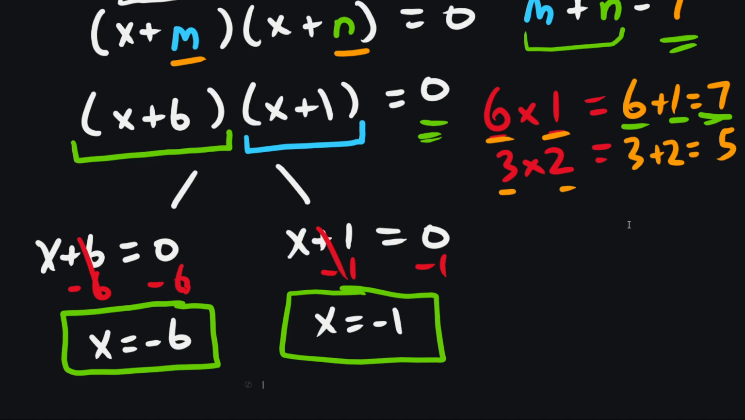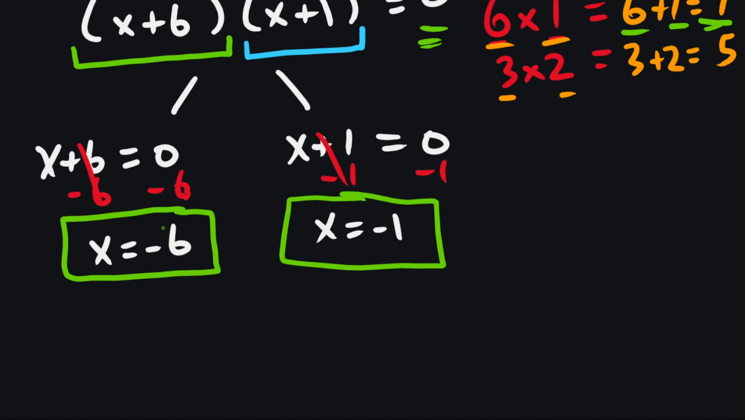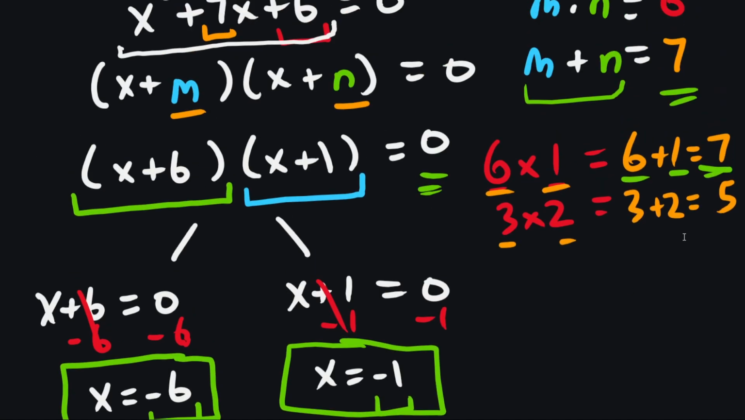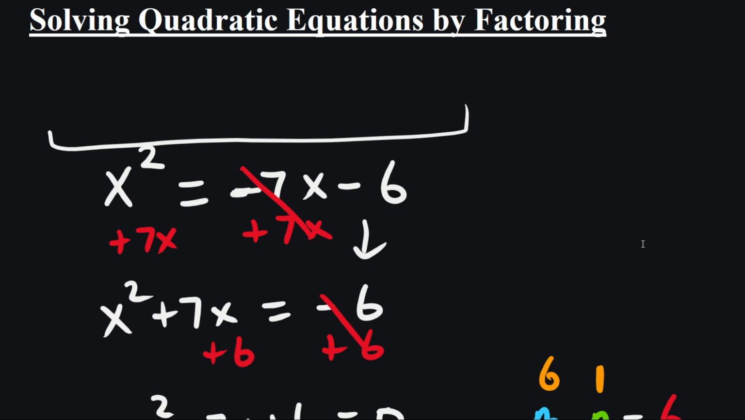And a lot of quadratic equations, not all of them, but most of them, have two solutions. You will get two solutions for x instead of 1. And these are the two solutions, x equals negative 6 and x equals negative 1. And that is how we solve this quadratic equation that we started with. And that is how we do it by factoring.